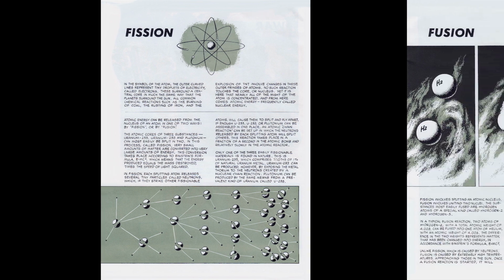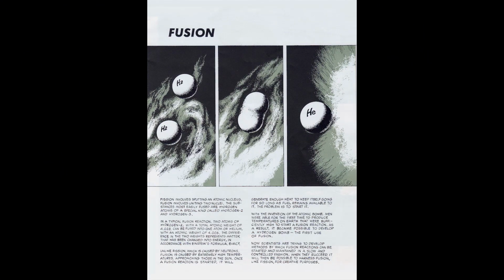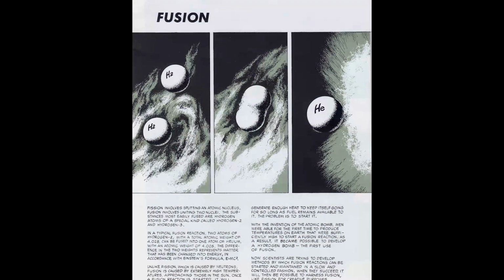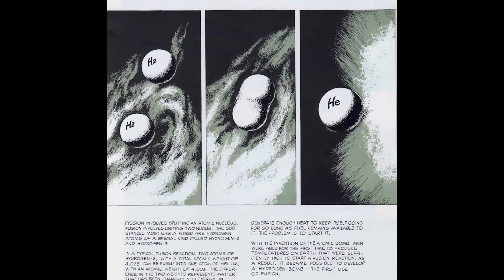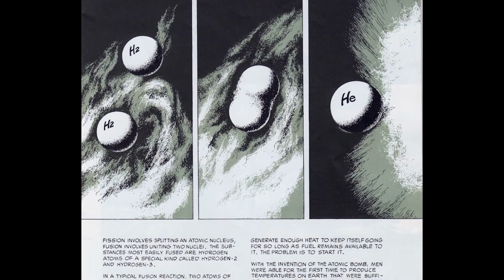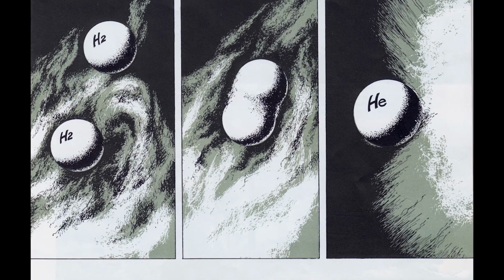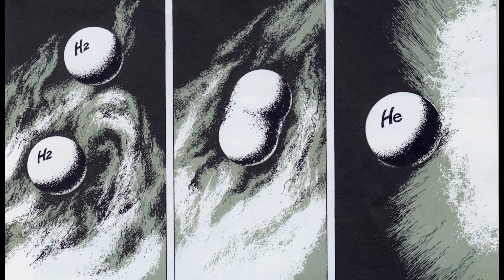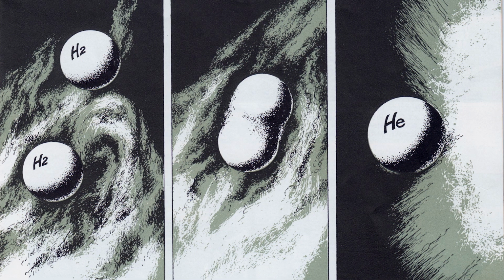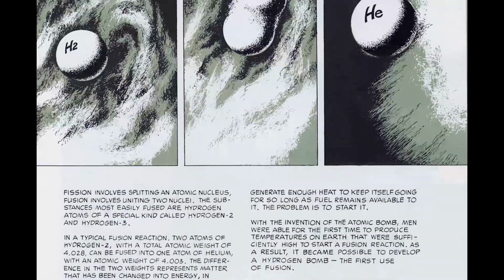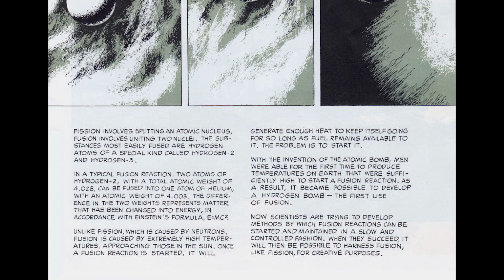And now, fusion. Fission involves splitting an atomic nucleus. Fusion involves uniting two nuclei. The substances most easily fused are hydrogen atoms of a special kind called hydrogen-2 and hydrogen-3. In a typical fusion reaction, two atoms of hydrogen-2 with a total atomic weight of 4.028 can be fused into one atom of helium with an atomic weight of 4.003.